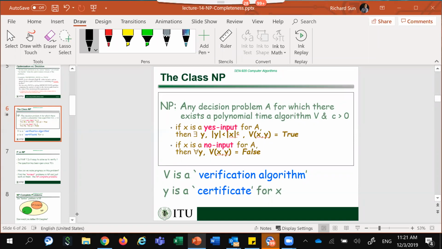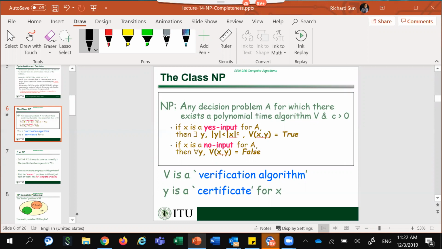So x is a yes input. Remember, this is a decision problem. We're talking about decision problems because if we can prove the decision problem is hard, then the optimization problem is also hard. In this lecture, we're going to talk about hard problems, so we focus on decision problems. We want to show there are a lot of problems that, even at the decision problem level, are already very difficult.